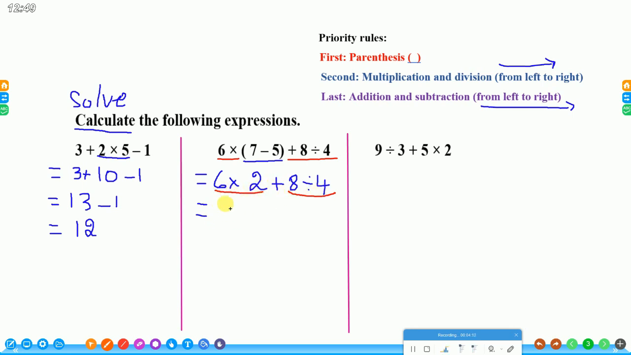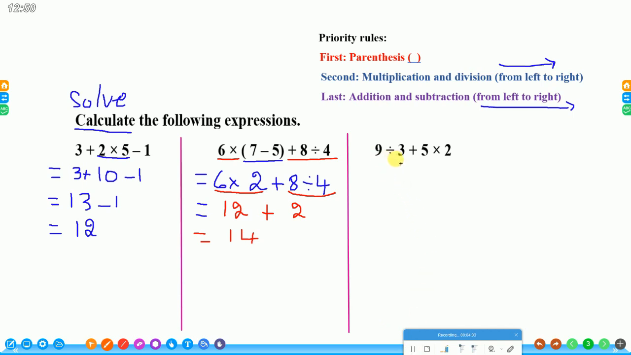6 times 2, it's 12. I copy the plus and I solve the division of 8 by 4, it's 2. So in the end, I only have an addition operation. I add them, 12 plus 2 equals 14.